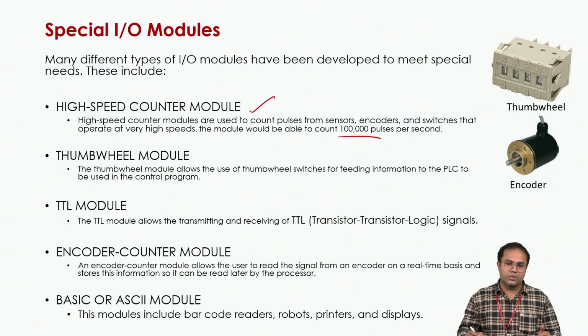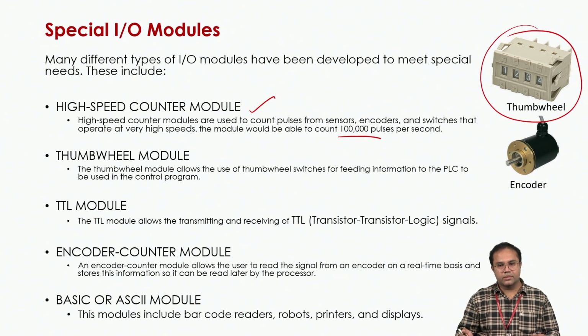Next, we have a thumb wheel module. The thumb wheel module allows the use of thumb wheel switches. Here is an image, right? Normally it is used on a conveyor belt. Whenever the product moves on, we can get the count. At the same time, this count is also displayed across the PLC. Next, we have a TTL module, transistor to transistor logic. Whenever signal communication takes place at the TTL level, this module helps a lot.